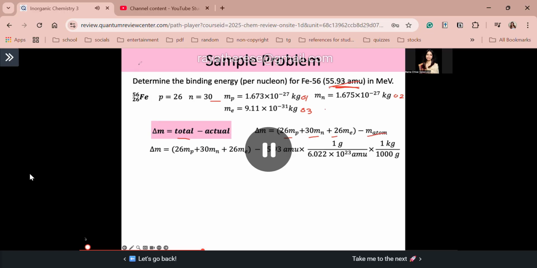Now, solving for the mass defect, it goes like this. This is the total mass of the individual particles, and this is the actual atomic mass. Then convert the actual atomic mass to grams first, okay? So 1 gram is equal to 6.022 times 10 to the power 23 AMU. Okay, that's the Avogadro's number. So you just cancel this. Then, convert the grams to kilograms. So 1 kilogram is equal to 1,000 grams.